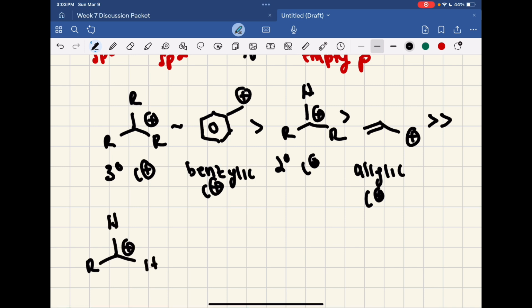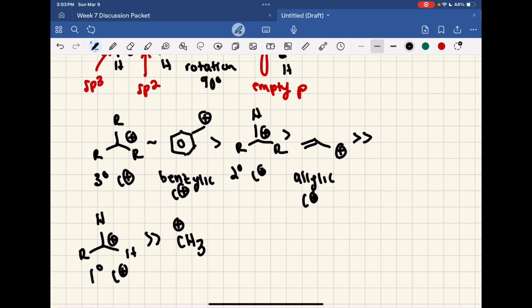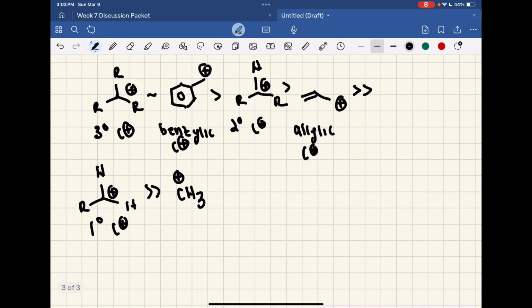A primary carbocation. And of course, that's way better than just the generic methyl carbocation. So clearly it seems like substitution plays a role. And also, these double bonds of a benzene ring or the allylic structure seem to also play a role. So we could probably see that resonance would also play a role here. So this is the generic trend.